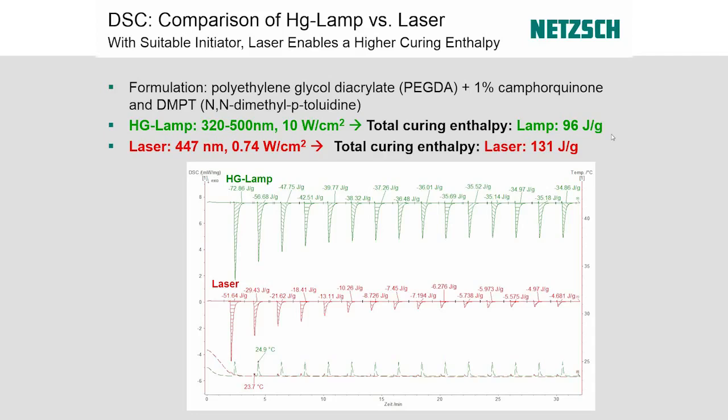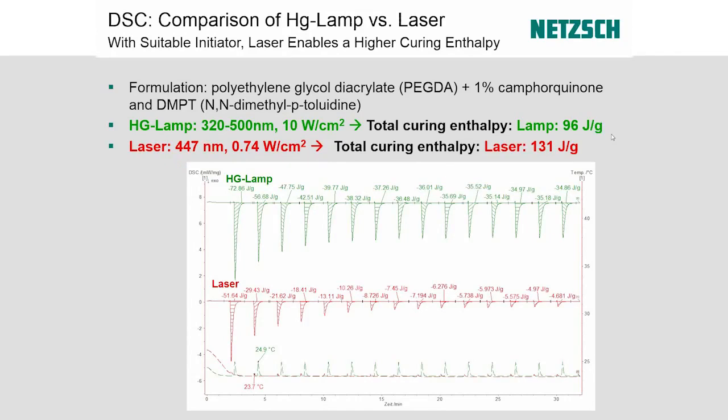Now, we already knew what wavelength range to use for this initiator, but if you didn't know what wavelength range you need, you can use filters on a mercury lamp and sweep across different wavelength ranges to find exactly where you need to have your irradiation energy coming in. But all of these tests depend on a material which gives off heat during cure.